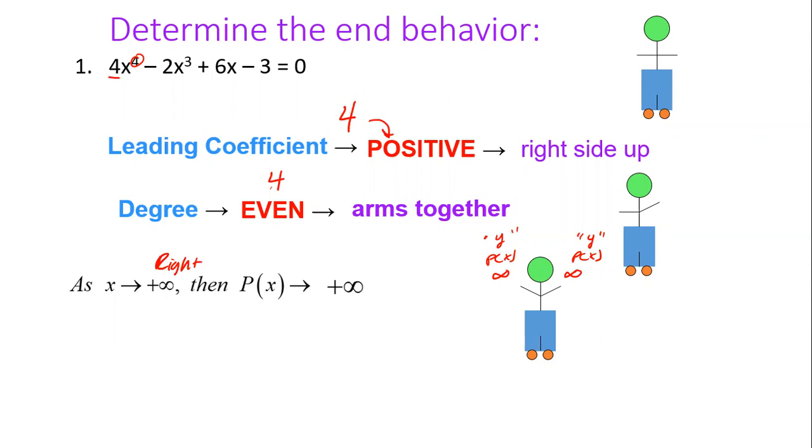And then the other sentence we have to write down is, what's happening on the left side? What is my left hand doing? It's also going up. And what kind of y values are going up? Positive, right? So as x is going to negative infinity to the left, P of x is also heading towards positive infinity.